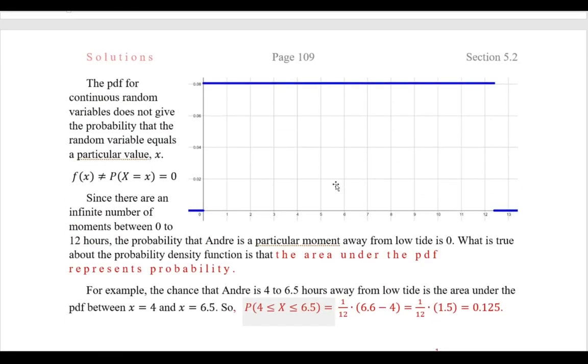Since there's an infinite number of numbers between 0 and 12 hours, we can then say that the probability that Andre has any particular time away from low tide is 0. But we can now measure the range of values. For instance, the probability that he's between 3 hours and 4 hours would be the area of this rectangle, which has a height of 1 over 12 and a width here of 1. So he has a 1/12 chance of being between 3 and 4 hours away from low tide.